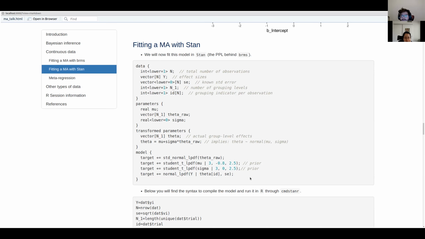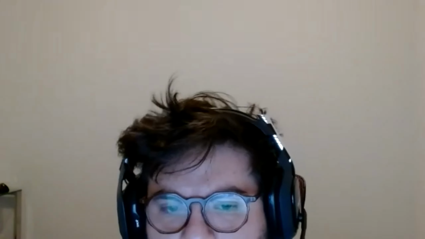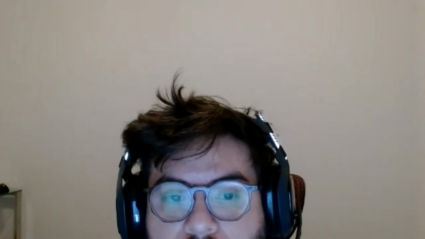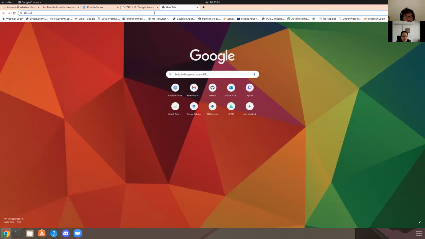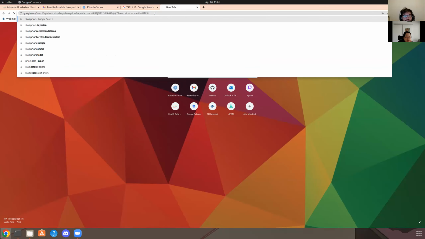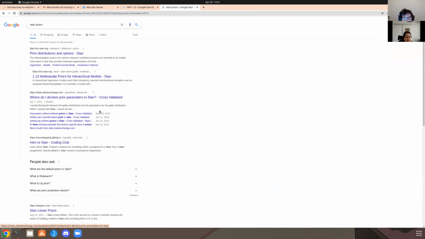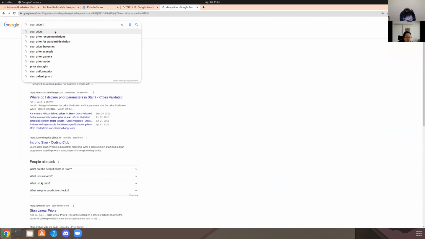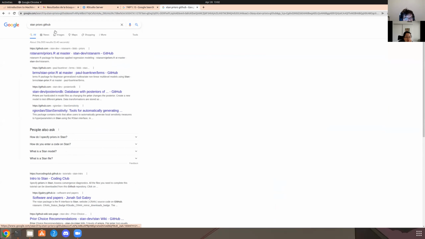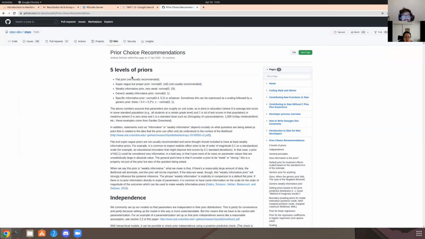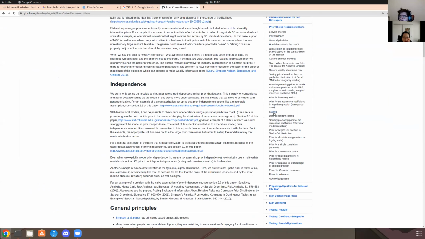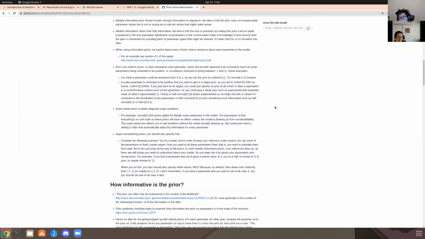There's a really nice resource. I'm going to stop sharing and share again. Not only for meta-analysis, but if you're working with Stan or brms, there's a wiki under their GitHub. Where is it? Let me see if I can find it. Ah, here it is. Yeah, this is the one. So under the Stan repository, there's a wiki about prior choice recommendations, and it is a beautiful resource about how to choose a prior, right?